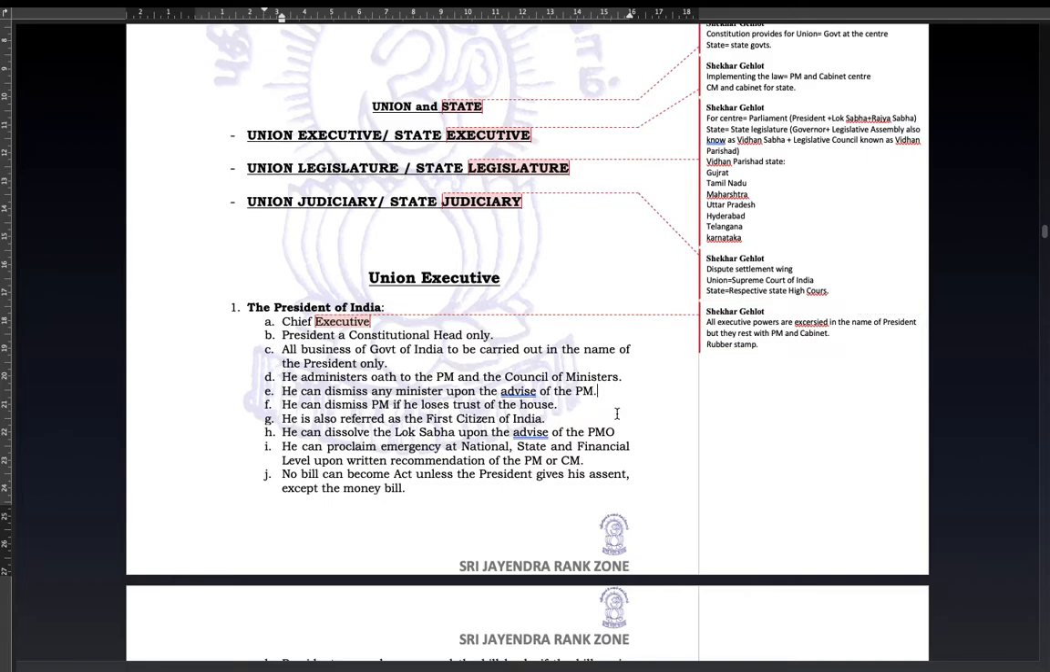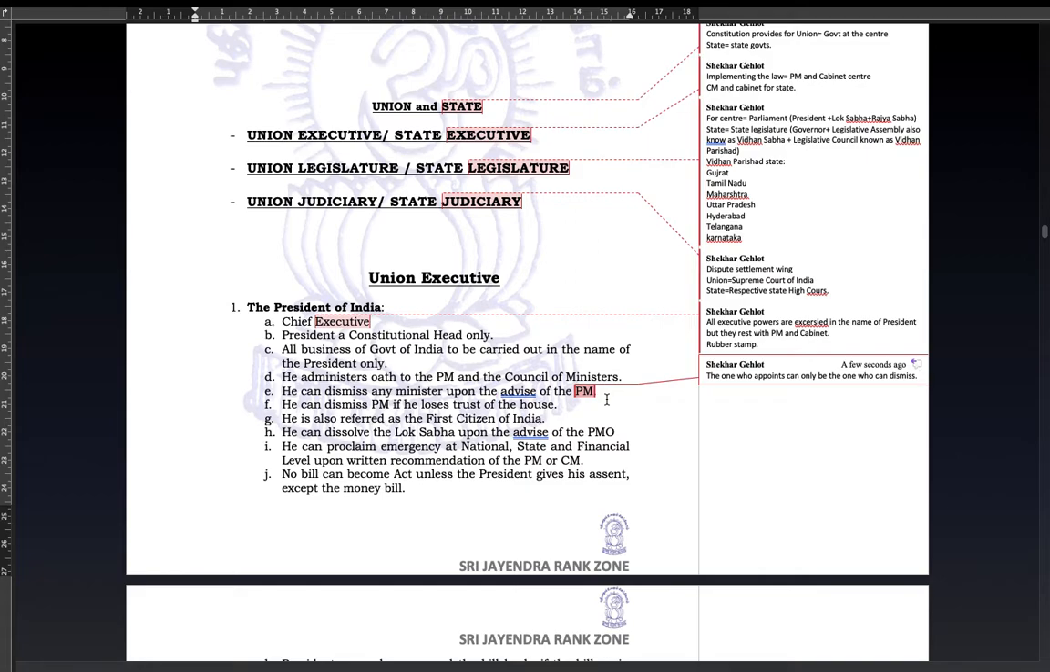So the one who appoints can only be the one who dismisses. Now we know that he is administering the oath to the prime minister and the council of ministers. So the President of India is the one who appoints the prime minister and the council of ministers, and he only can dismiss any minister on the advice of PM. Prime minister straight away himself cannot dismiss a minister.